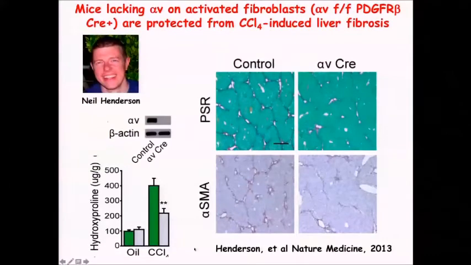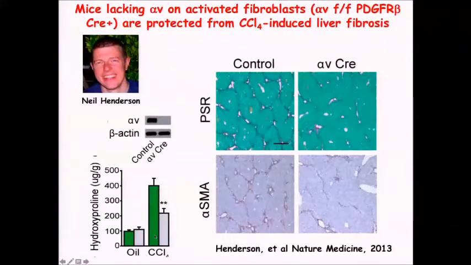And you can see here that measuring collagen accumulation by looking at the hydroxylation of proline residues in collagen also was significantly inhibited. So that suggested that we could target some other alpha V integrin. It's not alpha V beta 6 because that's not on fibroblasts, but we didn't know what it was, but it seemed like that was viable.